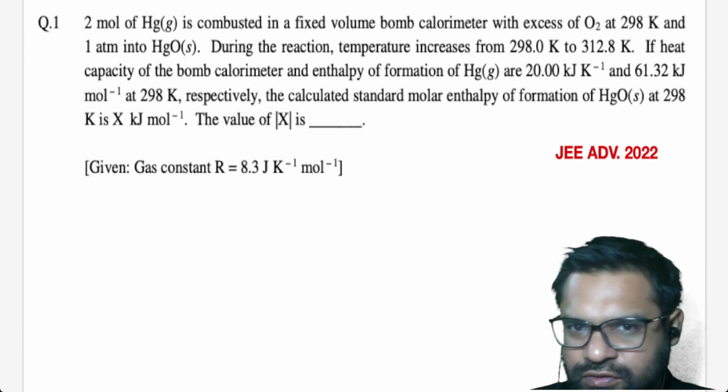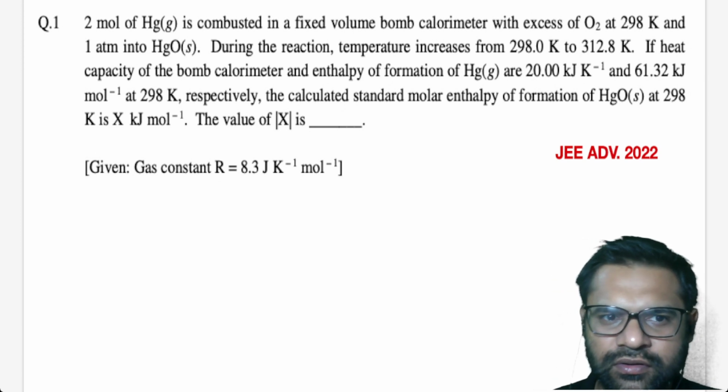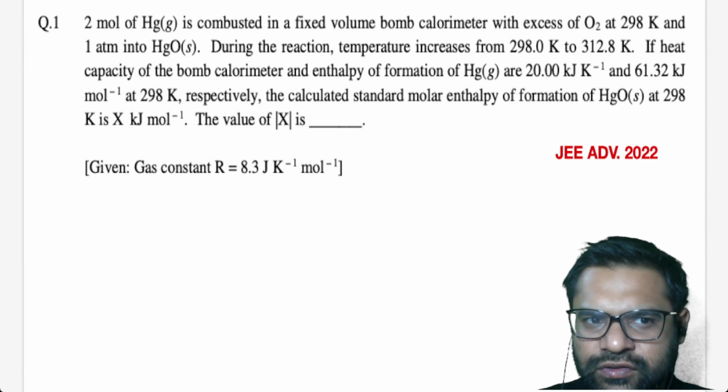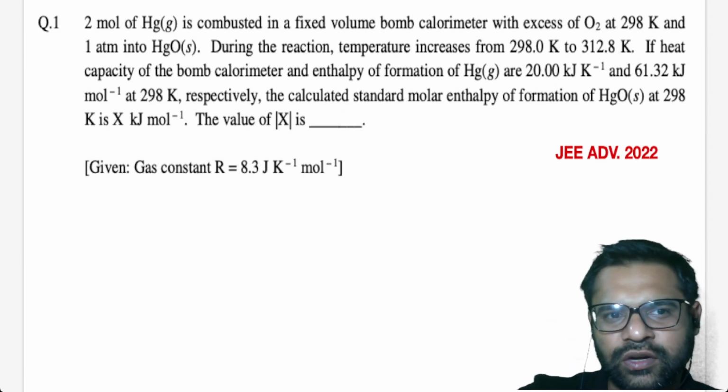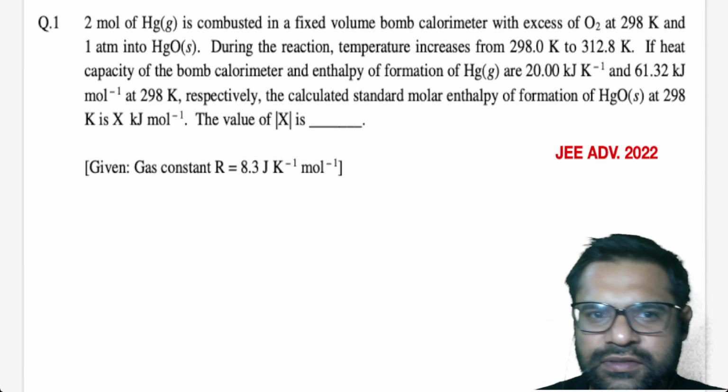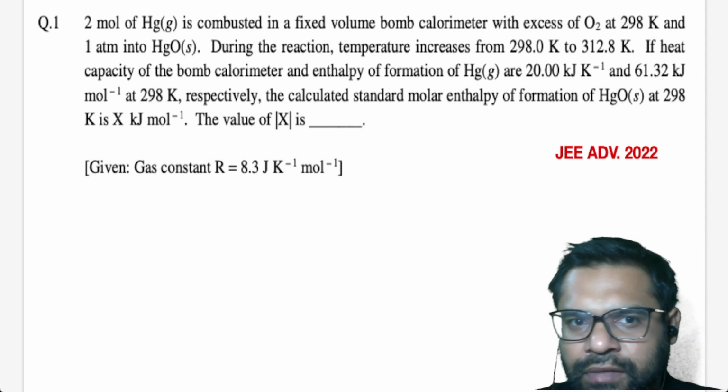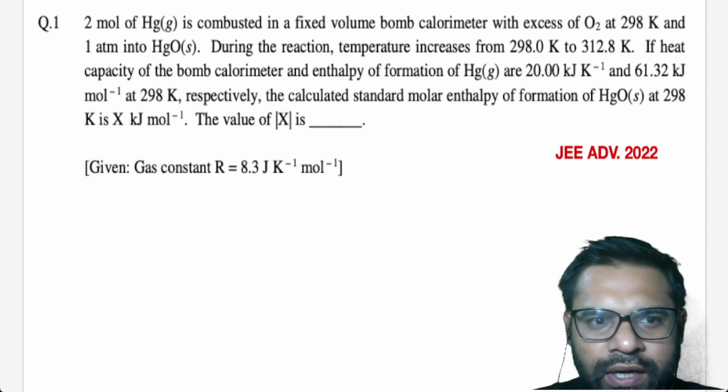Let us discuss this question. So first, let's take a quick read of this question. The question is that 2 moles of gaseous mercury are combusted in a fixed volume bomb calorimeter with excess of O2 at 298 Kelvin and 1 atmospheric pressure into HgO solid.